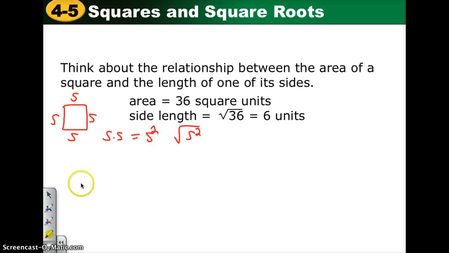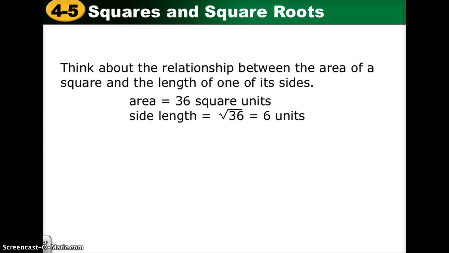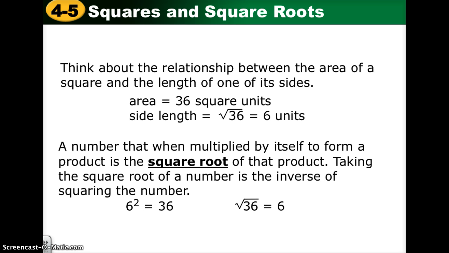If we put numbers with that, 6 times 6 is 6 squared, which is 36, and the square root of 36 is 6. So we're really thinking backwards of what number times itself gave us 36 in the first place. A number that when multiplied by itself forms a product is the square root of that product. Taking the square root of a number is the inverse of squaring the number.